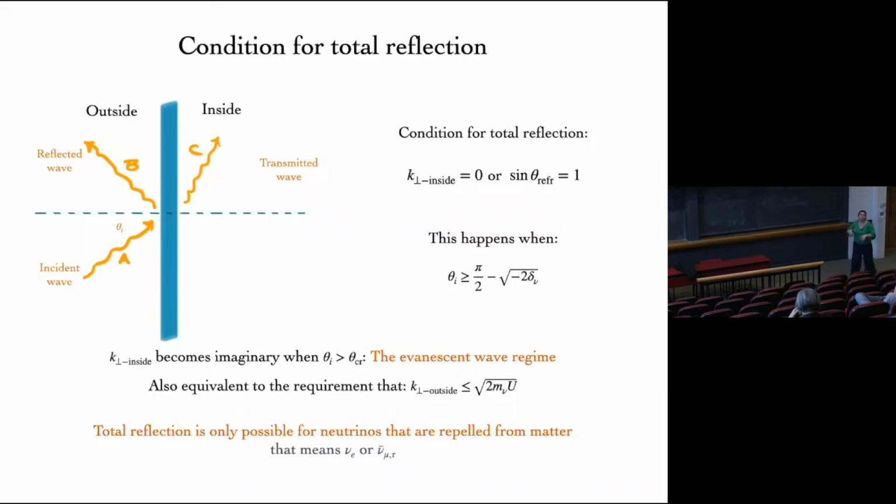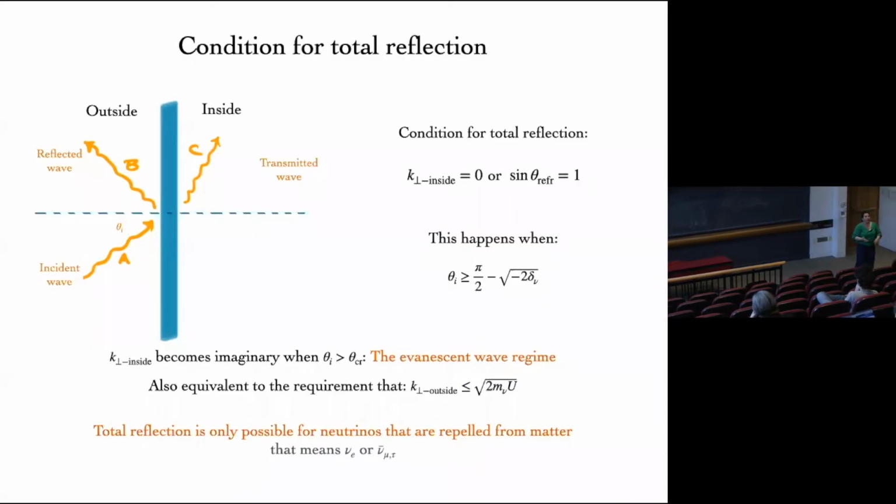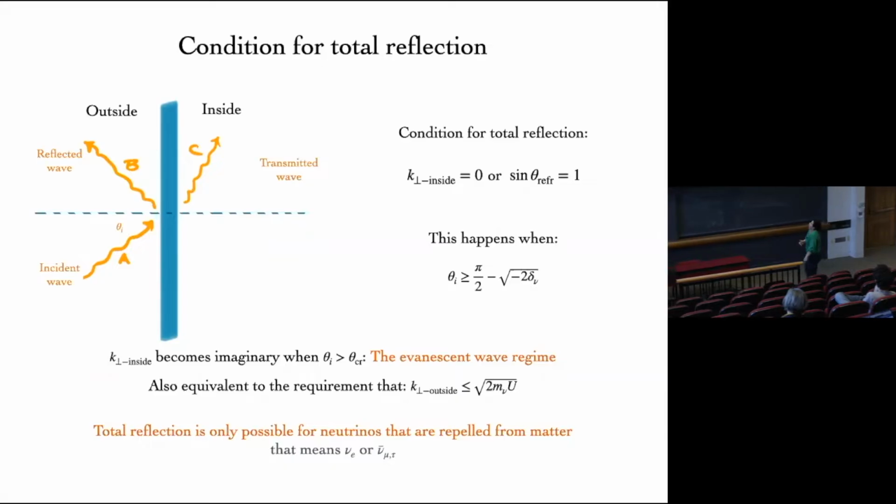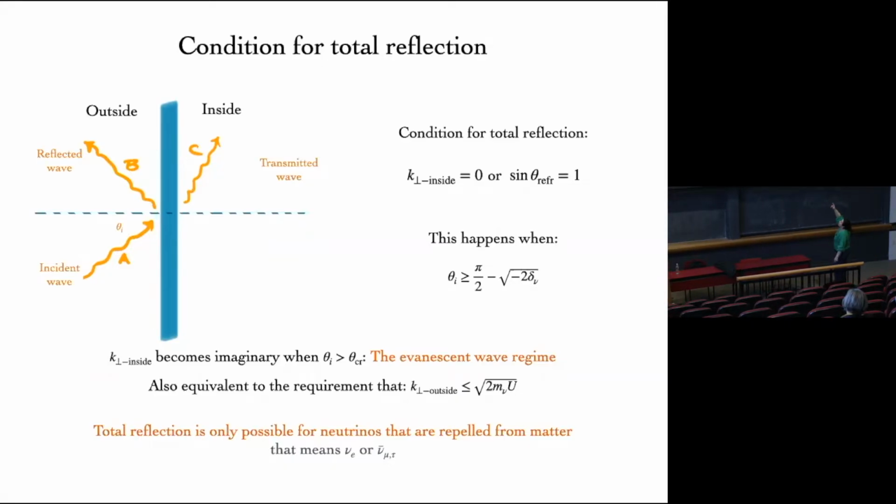So the intuition that I presented yesterday, about the kinetic energy along the perpendicular direction being less than u, you can also get from optics considerations and this matching when you solve the problem properly. Okay? And it can only happen when this delta nu is negative. This is when you only get reflection. So it only happens for electron neutrinos and muon and tau antineutrinos.